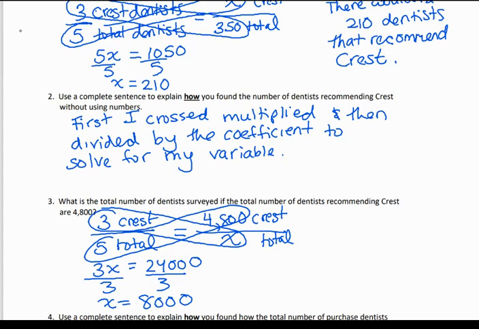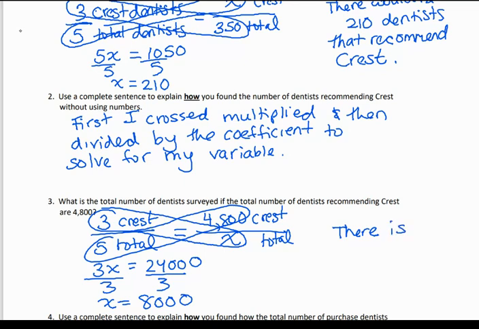8,000 what? Good. You're close, and thank you for participating. But it's 8,000 dentists, but look at our proportion, right? That x value we put at the bottom, and what's my label with the bottom? Is it dentists that surveyed? Yeah, it's just total dentists, okay? So we know the Crest amount. This is just the total dentists.